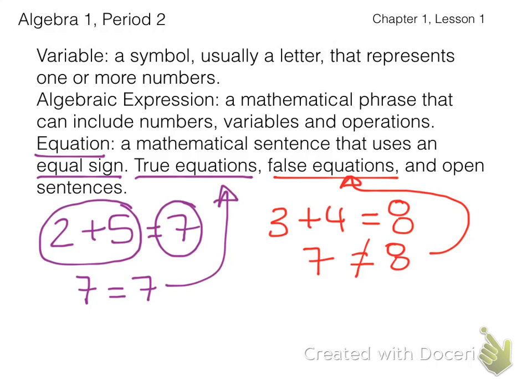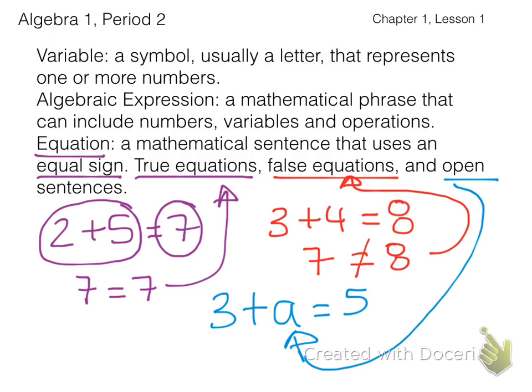Alright? Now we have another type of equation, which is basically anything that has a variable in it, and that's what we call an open sentence. So if I have 3 plus A equals 5, the variable is what makes it an open sentence. Okay, so anything with a variable can be called an open sentence, but you won't hear us talk about it much anymore, these open sentence things, so don't worry about them too much.